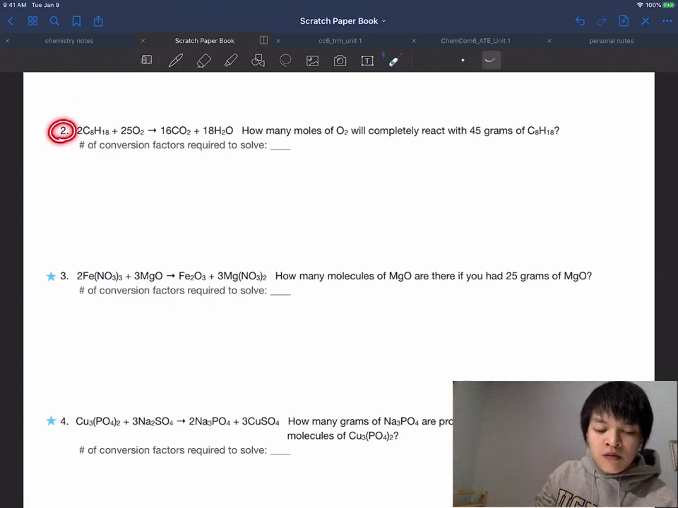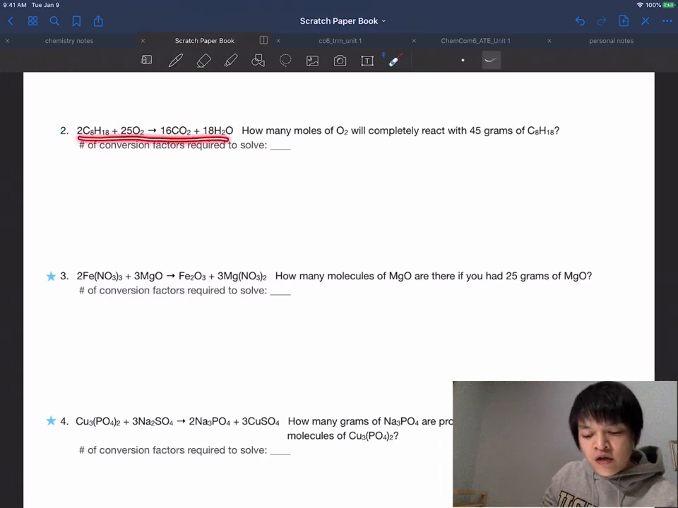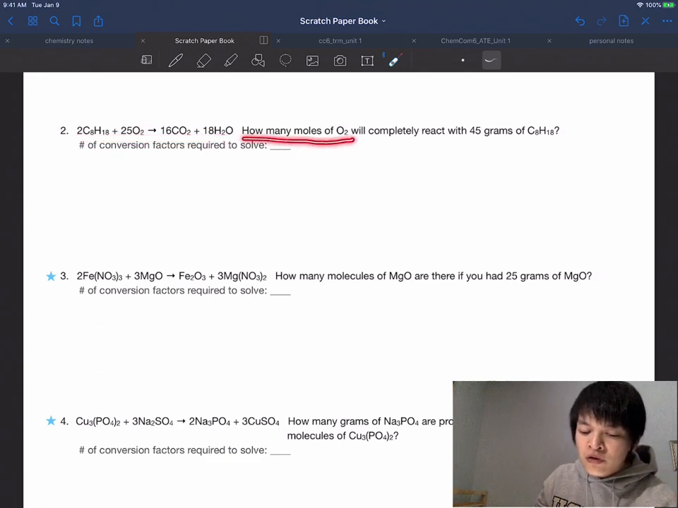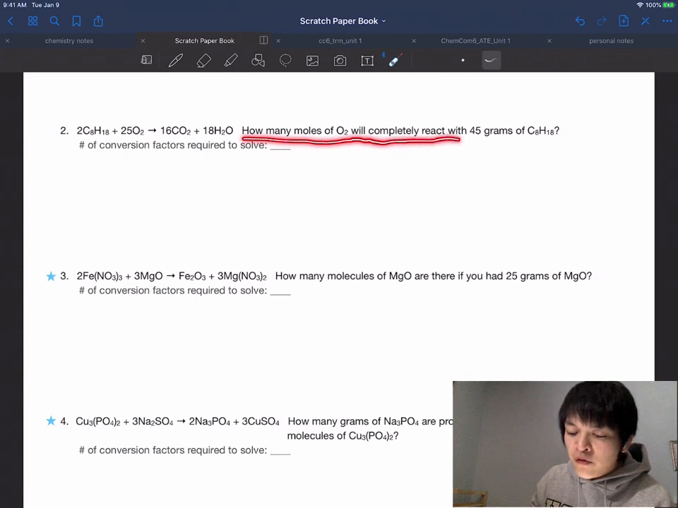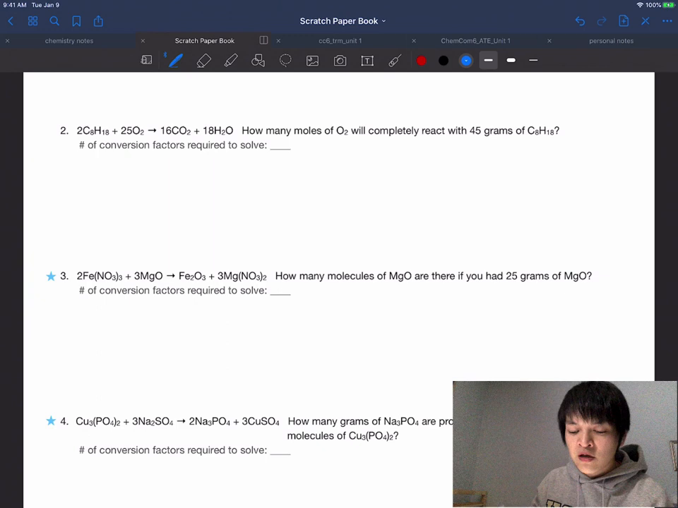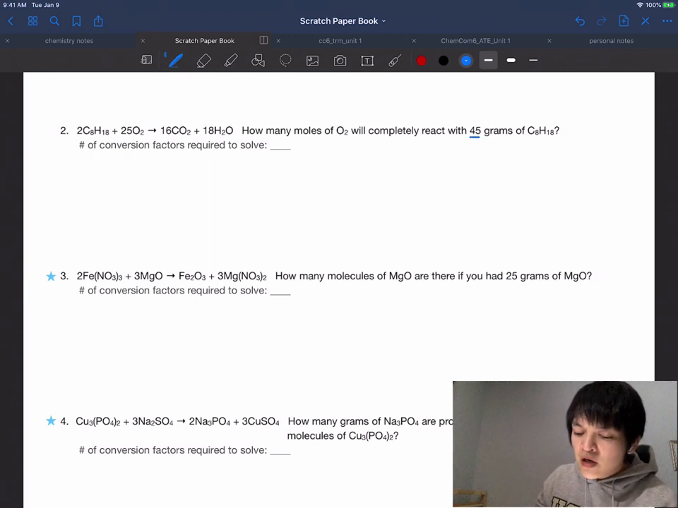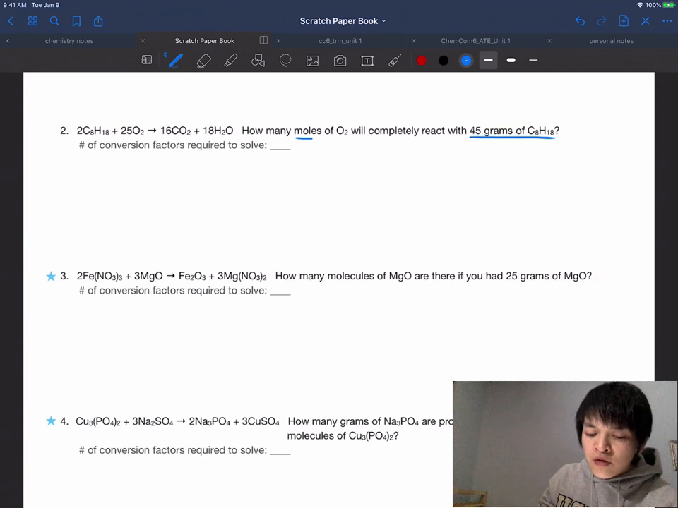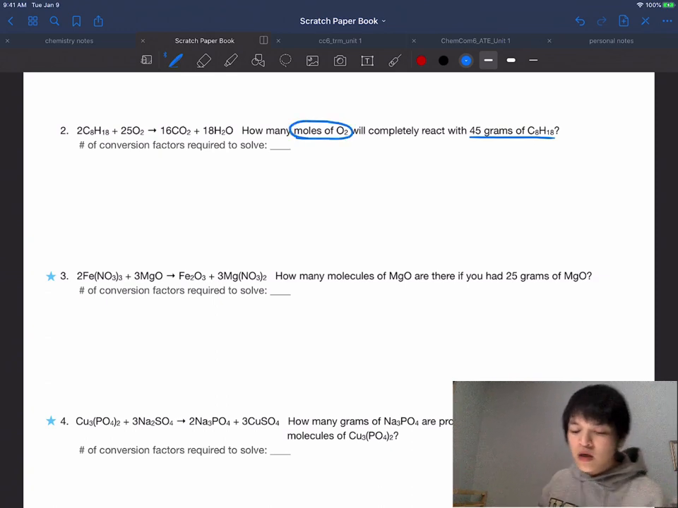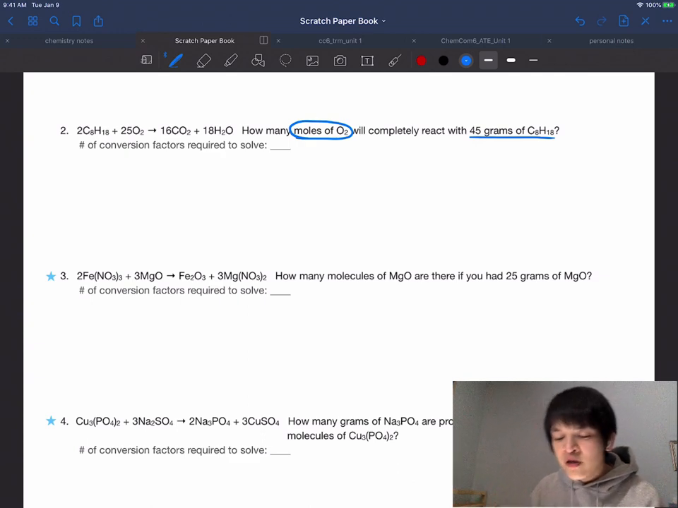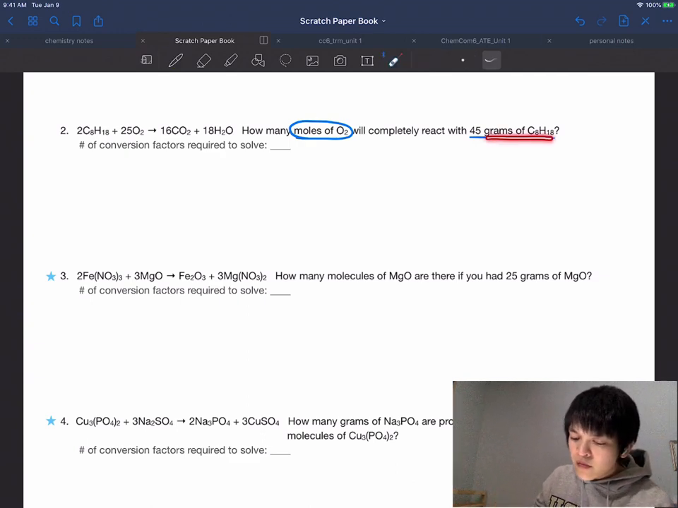In the second problem, we are starting with a new reaction. It's asking how many moles of O2 will completely react with 45 grams of C8H18. Let's go ahead and annotate this. We are starting with 45 grams of C8H18. We want to convert to moles of O2. Okay, we're starting with grams of one substance, and we're converting to moles of another substance.